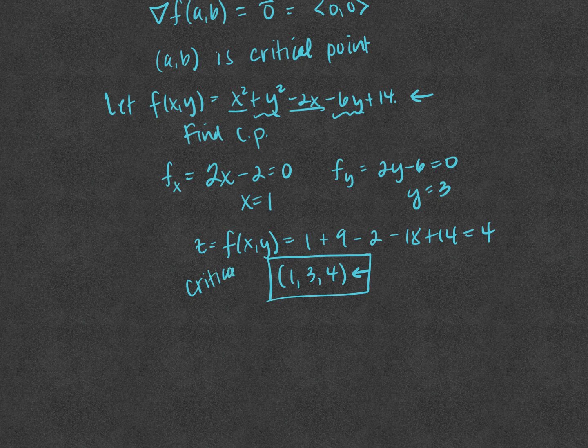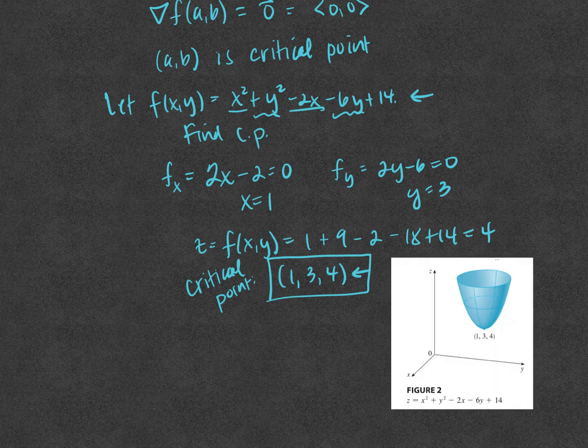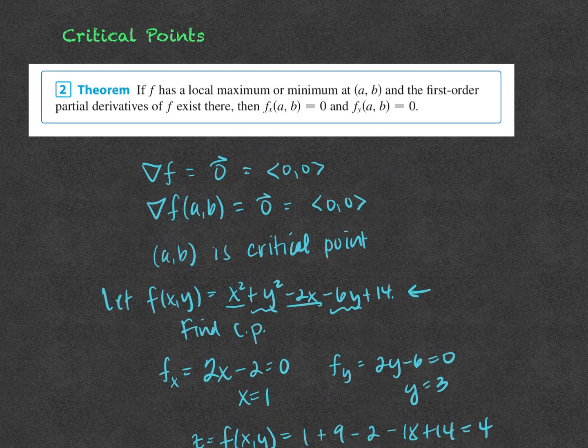And from there, we could determine if it's a maximum or a minimum. There's a lot of ways to do it, but this elliptical paraboloid is positive, opening up. So it has to be an absolute minimum based upon the mathematics that we know. Based on figure 2, you can see this to be true. So let's revisit this theorem real quick.